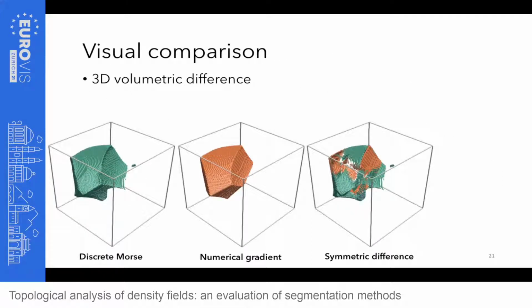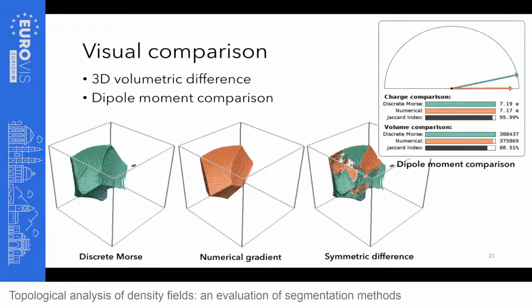We visualize the quantitative comparison for a pair of segmentation methods using two methods. Firstly, we use the direct visualization of two segments and their symmetric difference in 3D as shown here. Secondly, we use a 2D glyph which shows the Jaccard coefficient and the dipole moment in a combined figure. The Jaccard coefficients for charge and volume comparison are shown as bar charts, while the two arrows at the top indicate the dipole moments.